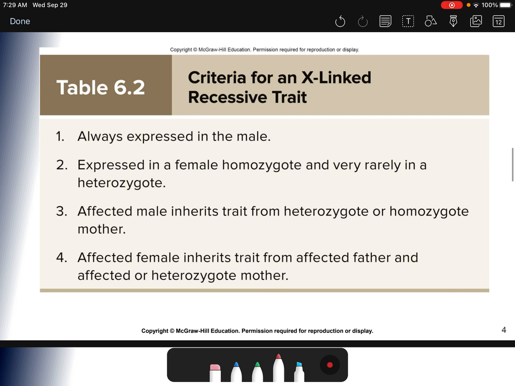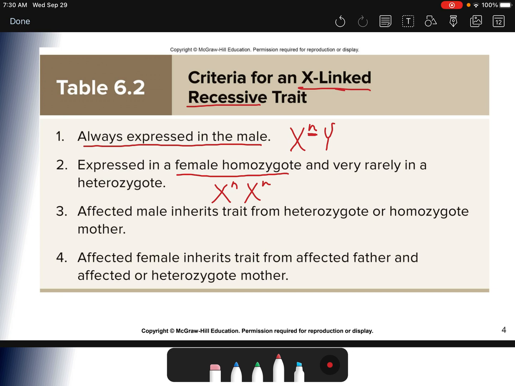So again, if we look at some criteria, just like we did for the autosomal traits, an X-linked recessive trait is always going to be expressed in the male. Why is that? Remember, males only have 1 X chromosome. So if they inherit that recessive allele, they automatically will have that trait. It's expressed in the female homozygote, rarely in the heterozygote, but usually they have to have 2 of them. So if it's like this, then they will have the trait. Okay? Because remember, this is a recessive, X-linked recessive trait.